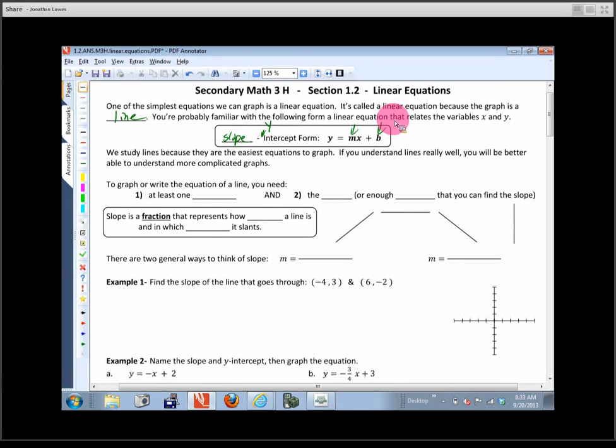This is a form of a linear equation that we teach all the time in the United States. This isn't as heavily emphasized if you were to go to another country, okay? And we'll talk about why that is.